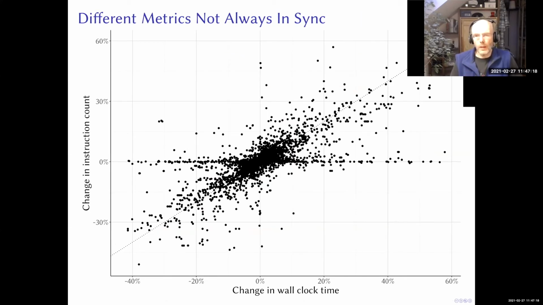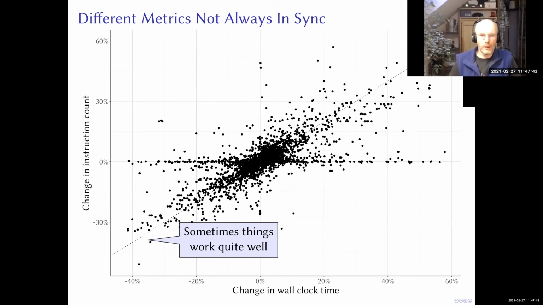So in this plot, every dot is a case of performance change. So every dot represents a situation where we had two versions, performance changing from one to the other. And we plot on x-axis the change in wall clock time. On y-axis, we plot the change in instruction count, which is a nice and stable metric. So we see that in many cases, the two metrics are really in sync, and whenever the wall clock time changes, the instruction count changes accordingly.